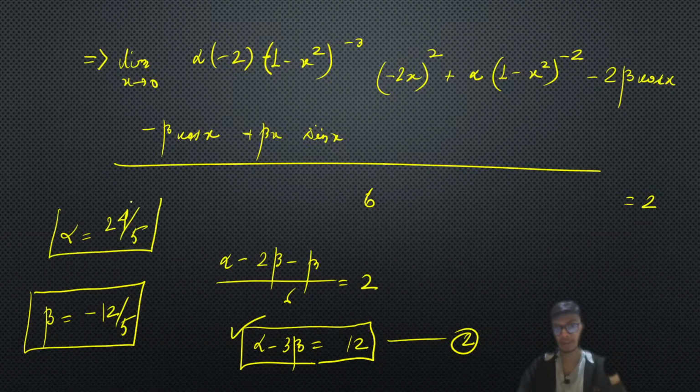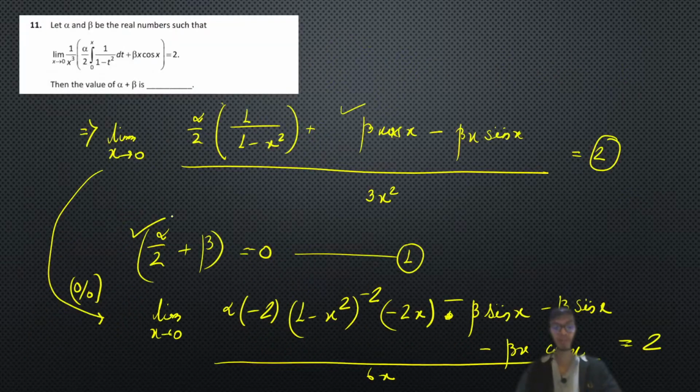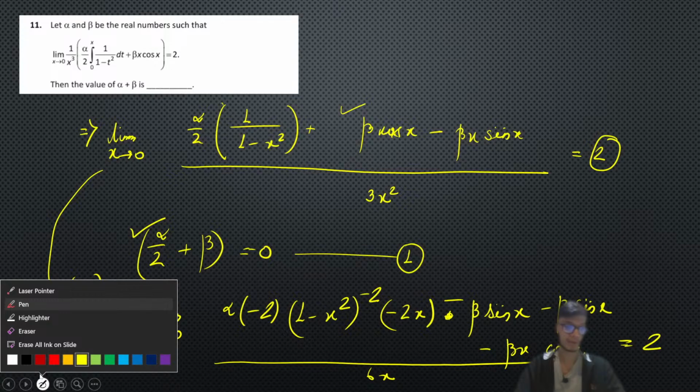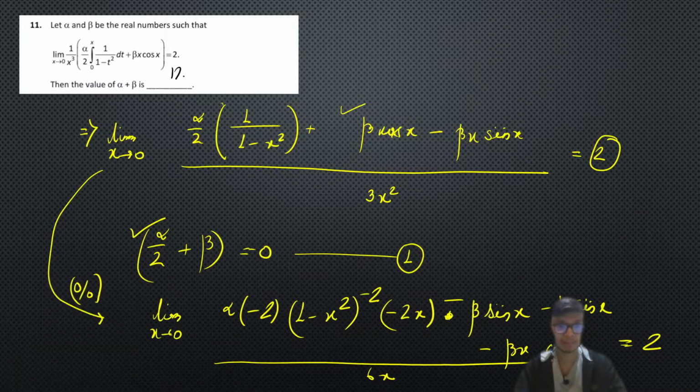So once you get beta and alpha, you have alpha plus beta, which will come out as 12 upon 5. So alpha by beta will come out as 12 upon 5, and that is nothing but, sorry, 2.4. So it will write the answer as 2.40.